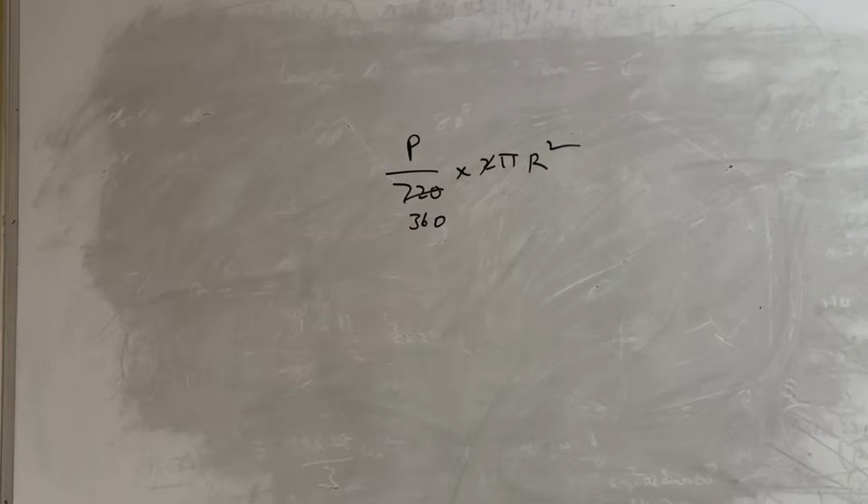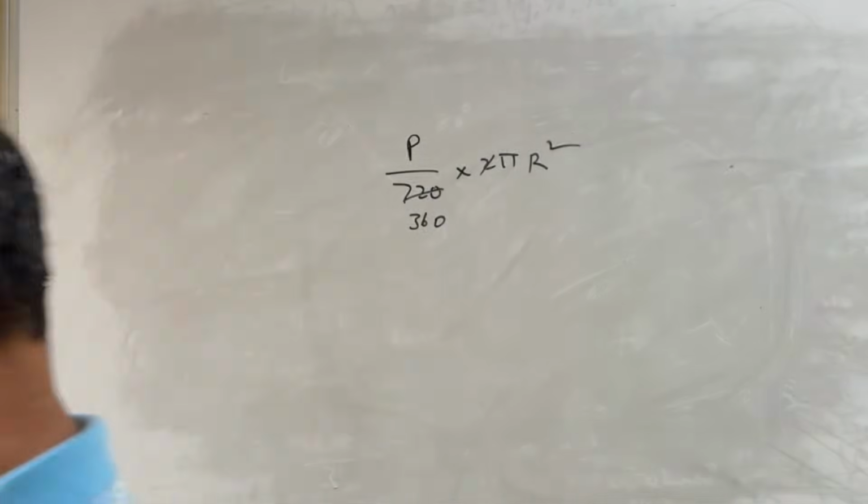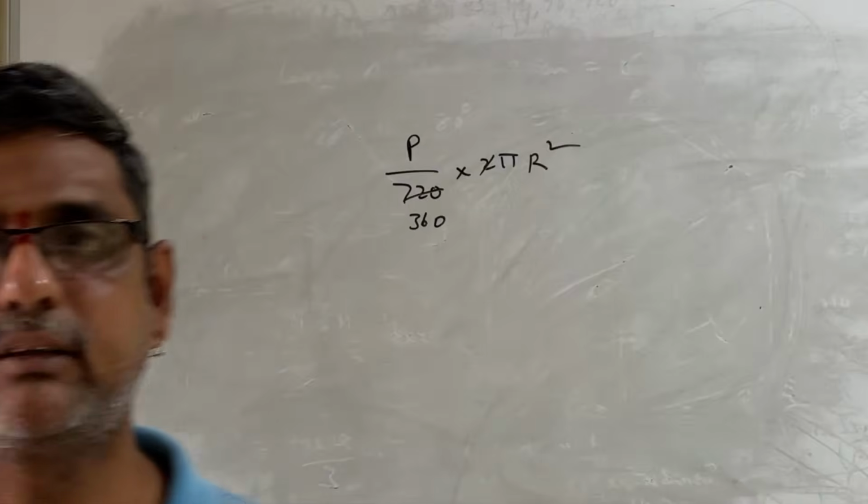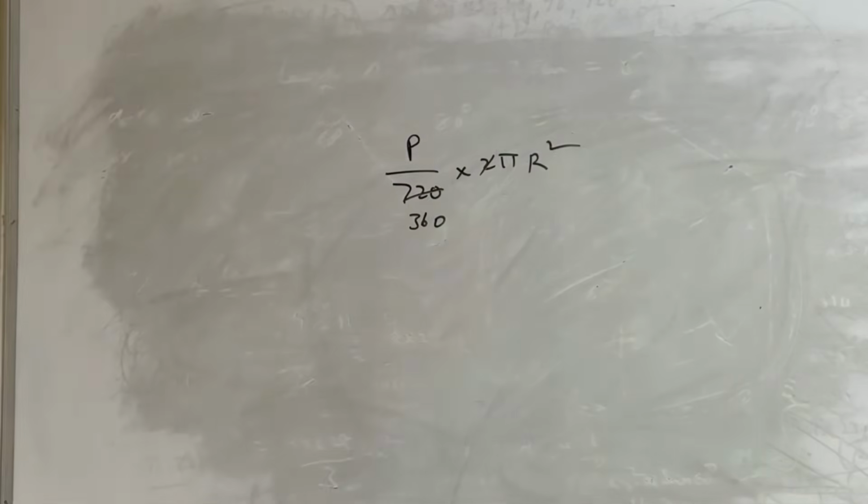So option D is the correct answer. With this, this chapter is done, and we are left with only one chapter, volumes and surface areas, that I'll start tomorrow morning in the class.